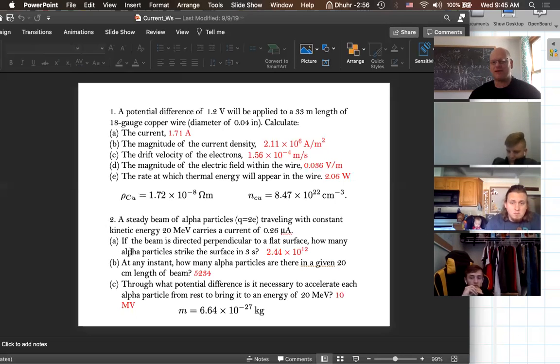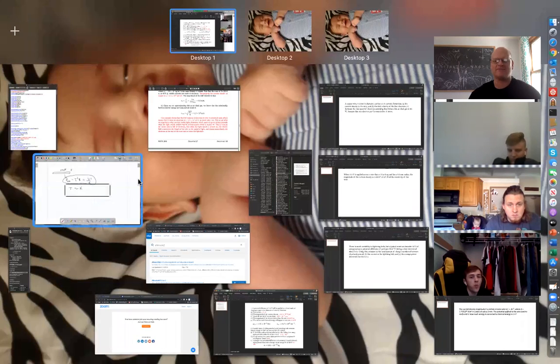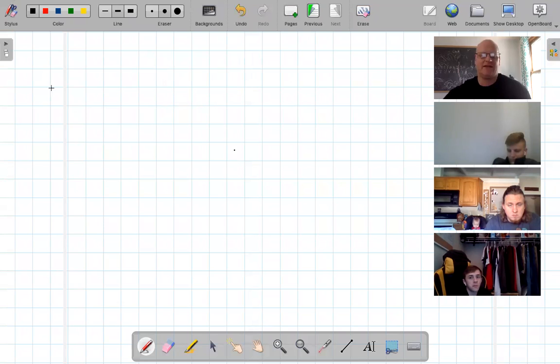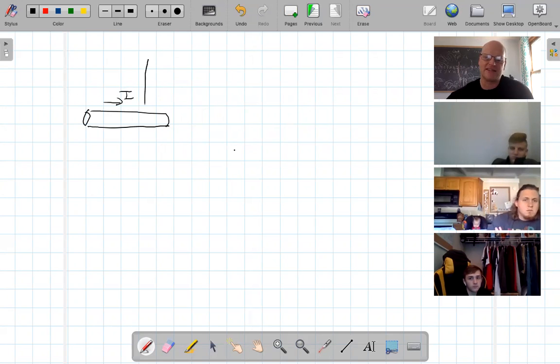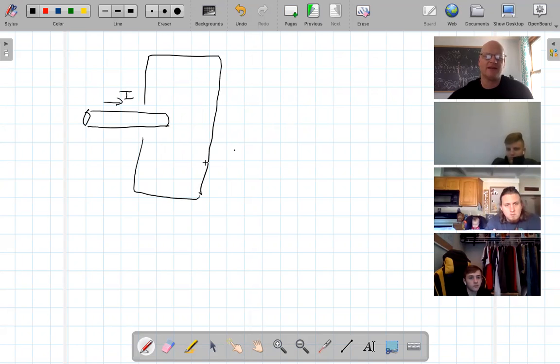This one says, if the beam is directed perpendicular to a flat surface, how many alpha particles strike the surface in 3 seconds? Let me draw what this means. Here is my beam of alpha particles, moving in this direction, which has a current, and it's hitting a flat surface. Let's say this is hitting a wall or a table. What's going to happen is you're going to build up a bunch of alpha particles on this area here, and it wants to know how many alpha particles there are in an amount of time of 3 seconds. So I want to know the number of alpha particles in 3 seconds.